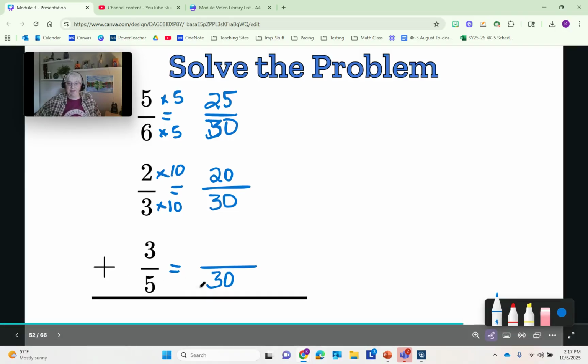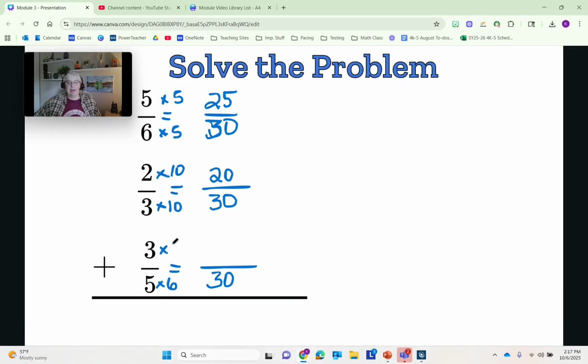To get from 5 to 30, we multiplied 5 times 6. So we're also going to multiply 3 times 6 to keep things equal. 3 times 6 is 18. Now we have our numbers.